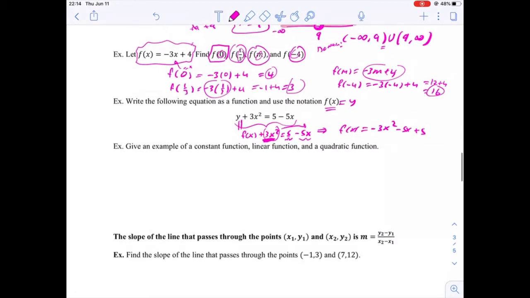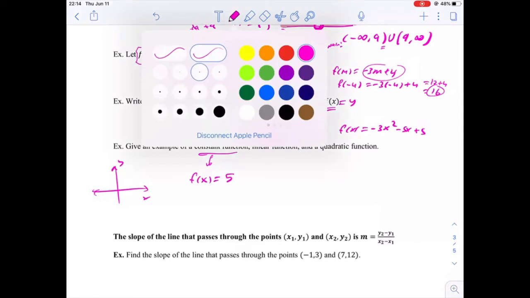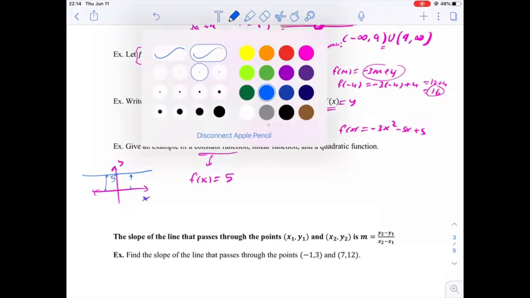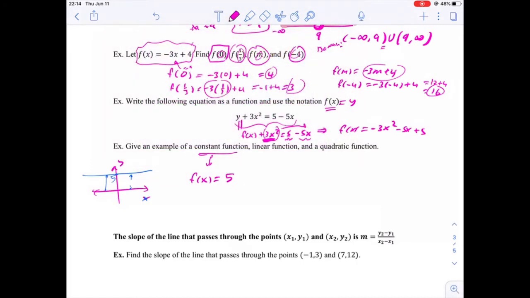Now we want to give an example of a constant function. Constant function means it does not have a variable x in the formula. So f of x equals 5 is a constant function. And when we graph it, this is x-axis, this is y-axis. When we graph f of x equals 5, it's a horizontal line at y equals 5. As you can see, for any value of x, we have the same value of y. So that's why the function is called a constant function.